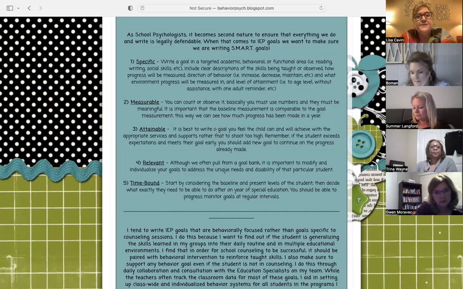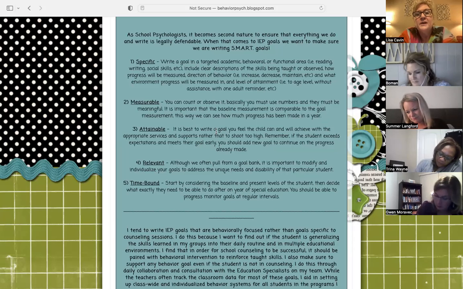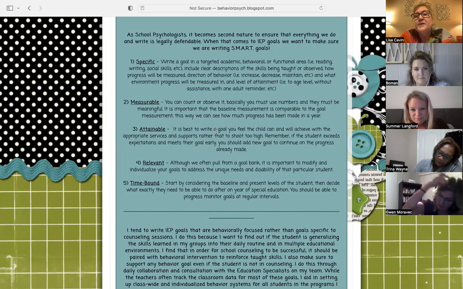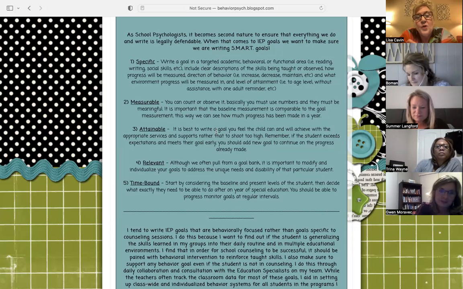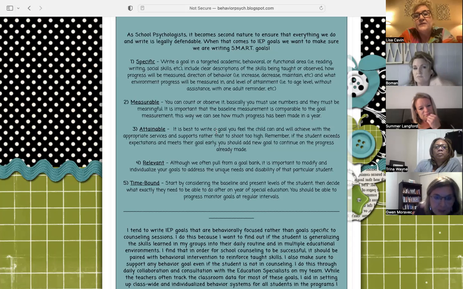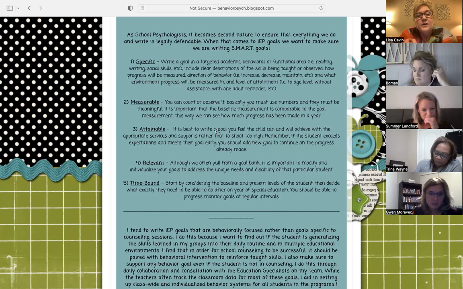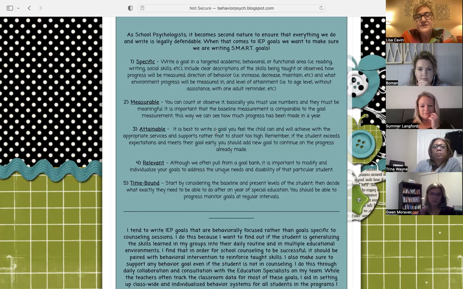But the S is for specific. You want to write a goal in a targeted academic, behavioral, or functional area. And we're talking specifically about behavior tonight. That includes clear descriptions of the skill being taught or observed, how progress will be measured, and again, specifics: the direction of the behavior, whether we're going to increase it, decrease it, maintain it, like Clark was just talking about, what we're going to do with that behavior, and what environment progress will be measured in, and the level of attainment. The age level, without assistance, with assistance, with an adult reminder, whatever the conditions are that surround that behavior.